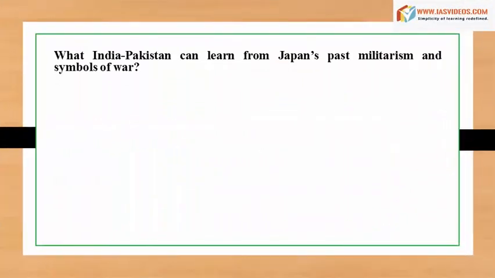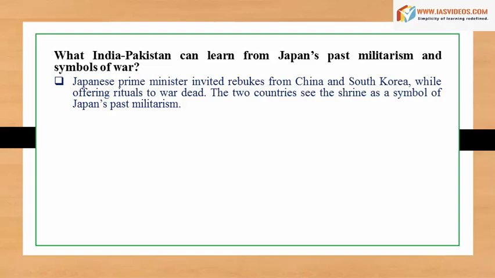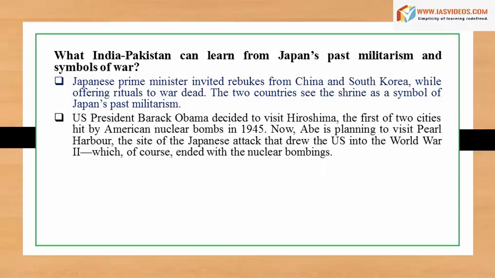What can India and Pakistan learn from Japan's past militarism and symbols of war? The Japanese Prime Minister invited rebukes from China and South Korea while offering rituals to war dead. The two countries see the shrine as a symbol of Japan's past militarism. US President Barack Obama decided to visit Hiroshima, the first of 2 cities hit by American nuclear bombs in 1945.